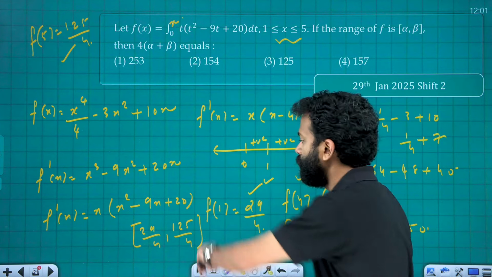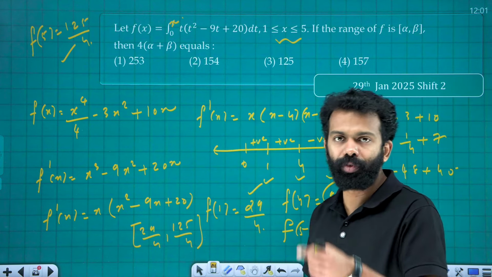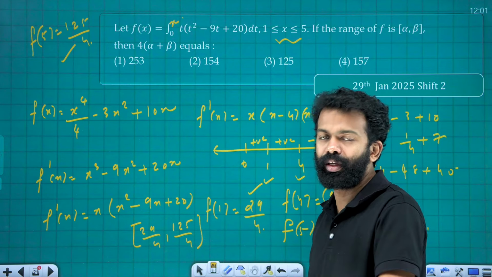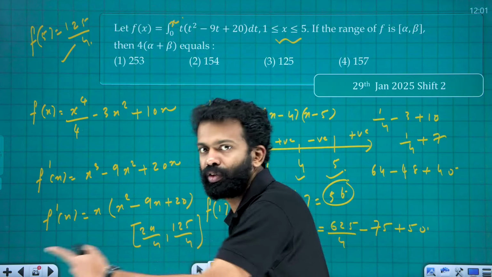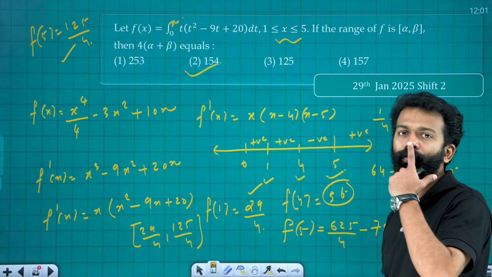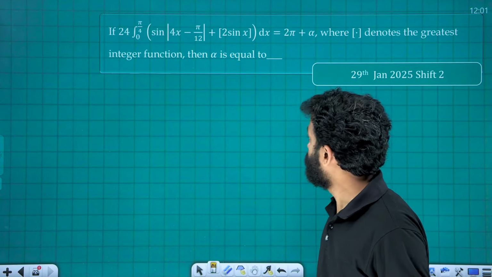Okay, so basically you need to add it and multiply it with 4. Therefore, 125 plus 29 is 154. That is, the net value will be 154 by 4, that is, alpha plus beta is 154 by 4. 4 times that value will be 154. Okay, so what is the net answer here? 154. Okay, and with that we are moving on to our last question.